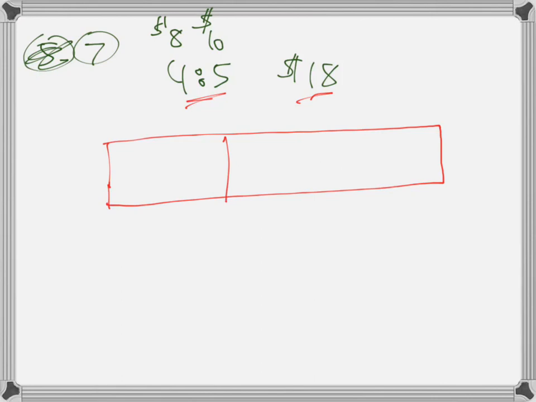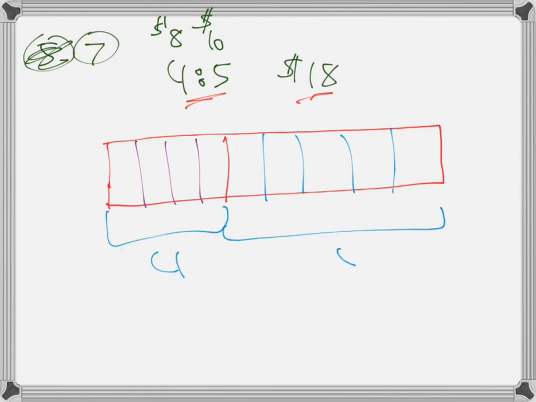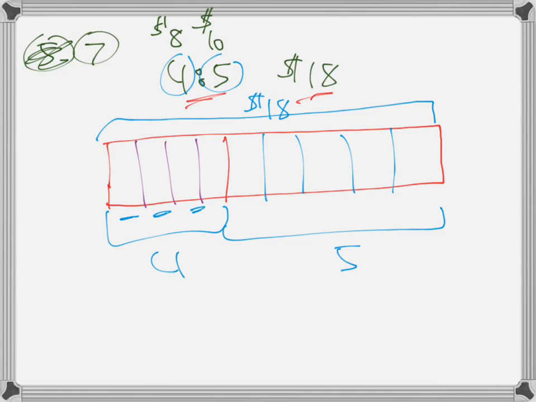I think fraction bars are a nice way to see fractions a lot of times. What if I broke it up this way for you? 1, 2, 3, 4, 5. So this is 4 pieces. This is 5 pieces, okay? So we take the whole amount, the whole $18, right? We say this whole thing is $18, and they're in a ratio 4 to 5, right? 4, 1, 2, 3, 4 here, and 1, 2, 3, 4, 5 there.